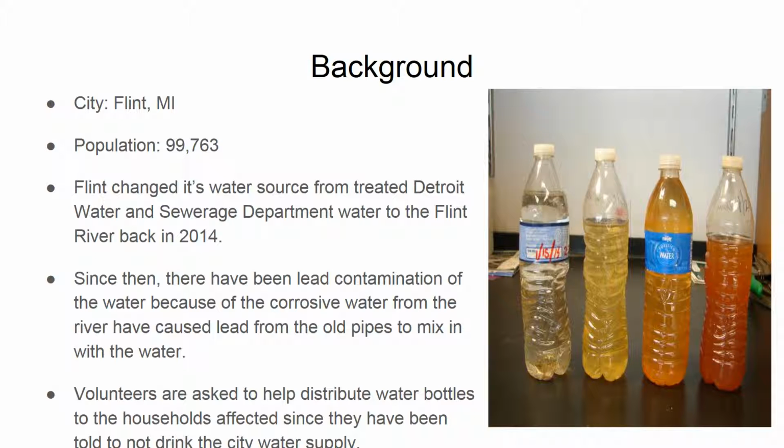Before I get started, I just want to give you guys a little background of the project and the city. So the city is Flint with a population of just under 100,000. Back in 2014, Flint changed its water source from the treated Detroit Water and Sewage Department to the Flint River. Since then, there has been lead contamination of the water because of the corrosive water from the river, and this has caused lead from the old pipes to mix in with the water.